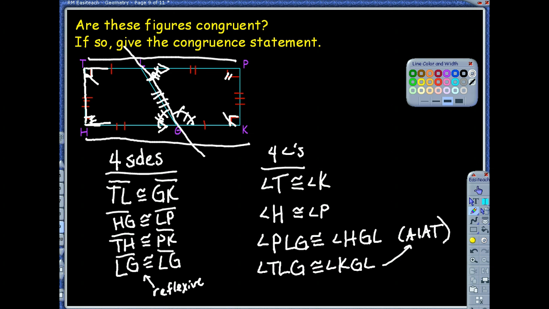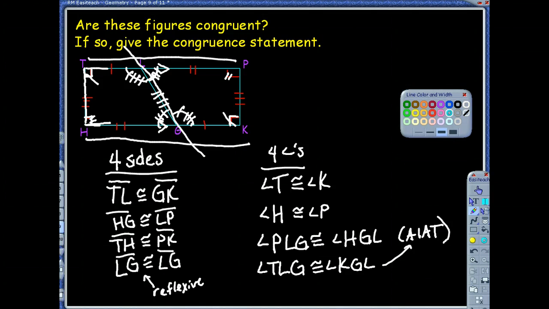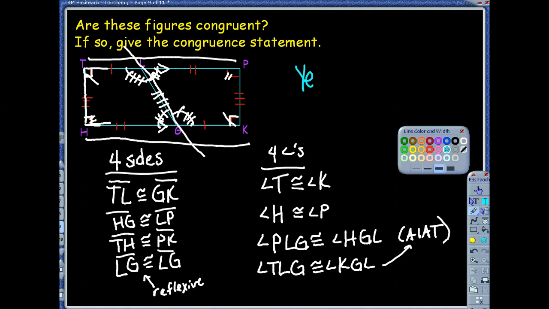There's my 4 sets of corresponding congruent angles, and I have my 4 sets of corresponding sides. So are they congruent? Yes. So the first part would be yes. Get a new color so we can see where we're going. It says give a congruent statement. These are quadrilaterals, so I need 4 letters. With quadrilaterals, you don't need to put a little quadrilateral symbol first. So let's name the first one TLGH.